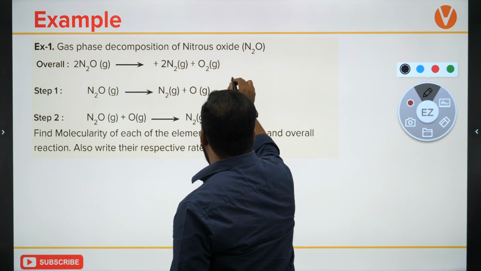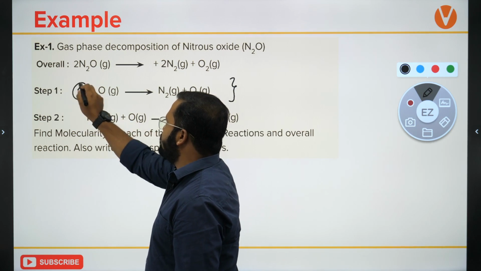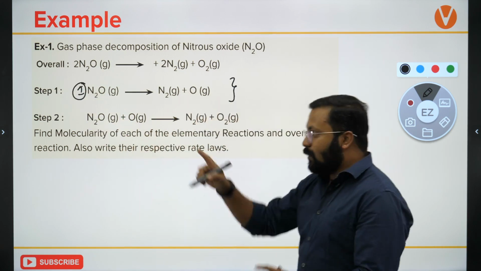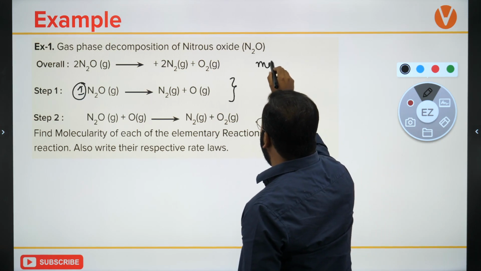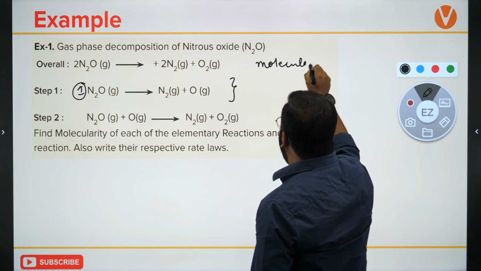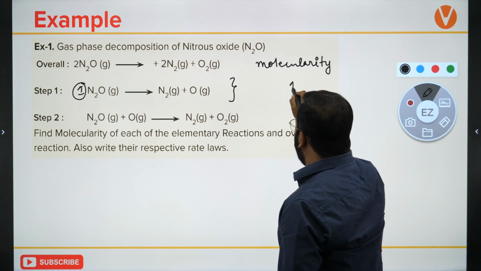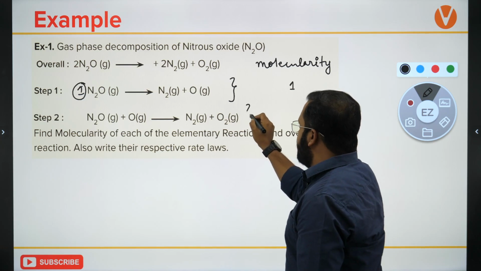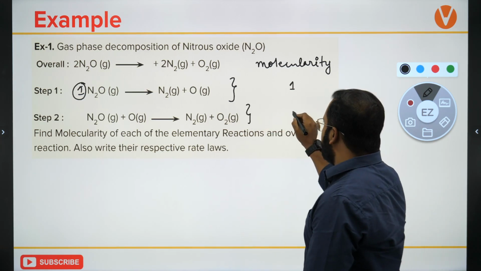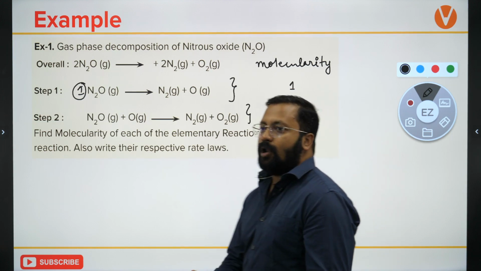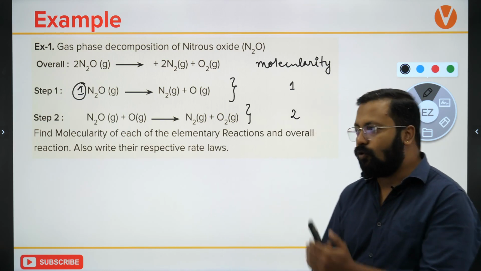What is the molecularity for the first one? What is the numerical prefix that you can see over here? 1. Since the numerical prefix is 1, the molecularity for this step is 1. The molecularity for the second step is 2. What is the overall molecularity? Can you please tell me what is the overall molecularity?